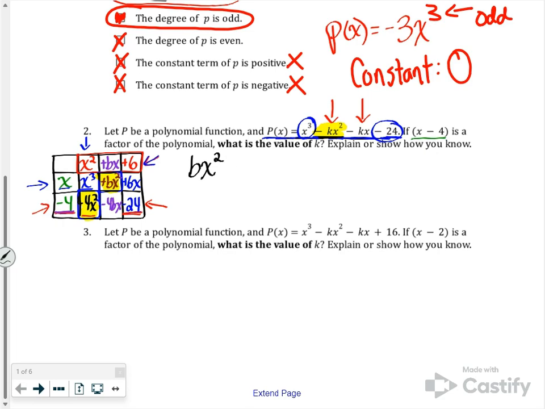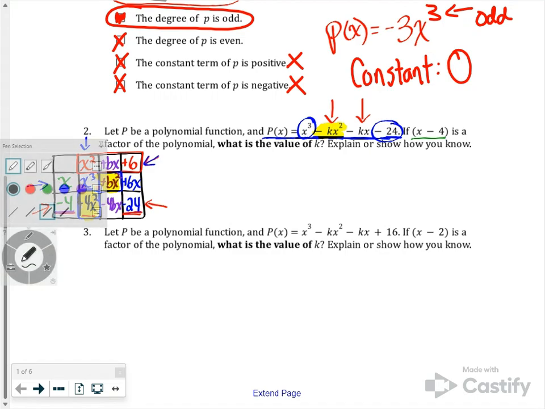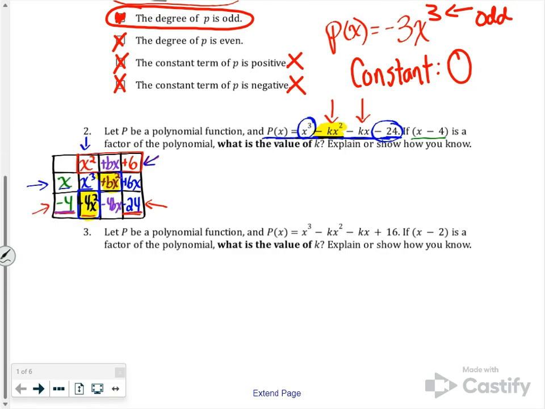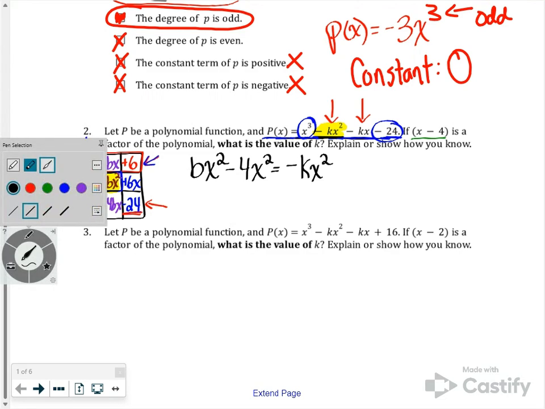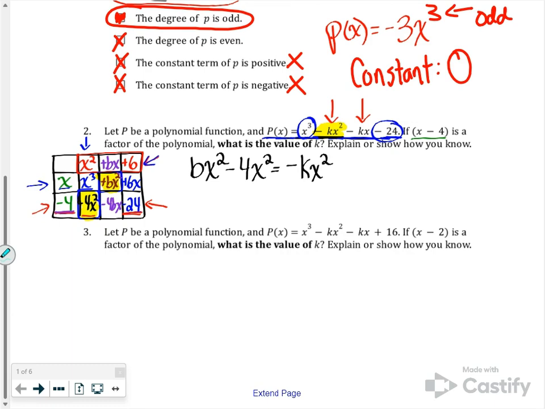Bx squared minus 4bx squared. Oh, I apologize. I need to get okay. Two highlighted boxes: bx squared minus 4x squared, and we know that has to equal negative kx squared. So from there, we have one equation that creates the x squared. I'm going to take the other, and we know that negative 4bx plus 6x must be equal to negative kx.